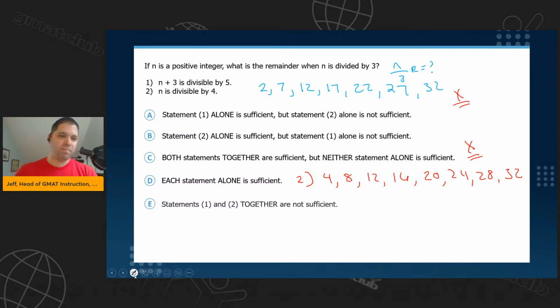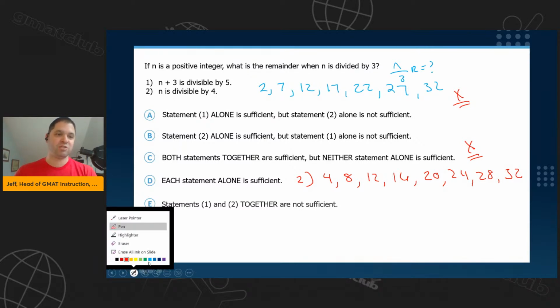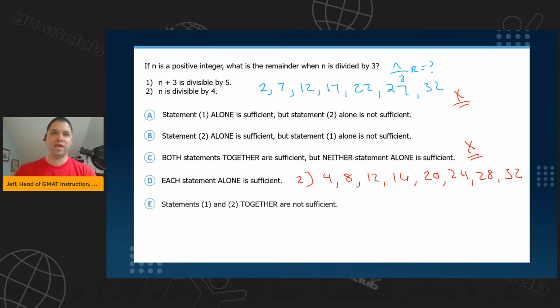Now, what do you do looking at these together? You've got to match up values that work in both lists. That's why we were very systematic with our list. What's the first number that matches up? 12. What's the remainder of 12 over 3? Remainder is 0. What's the next number? Scan your list. Scanning, scanning, scanning. Oh, 32.